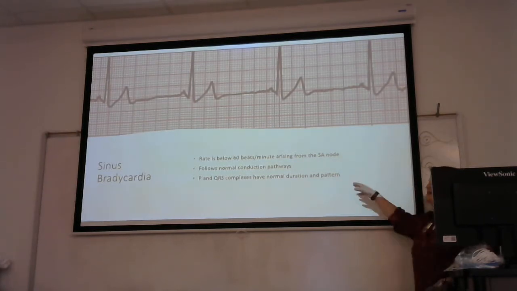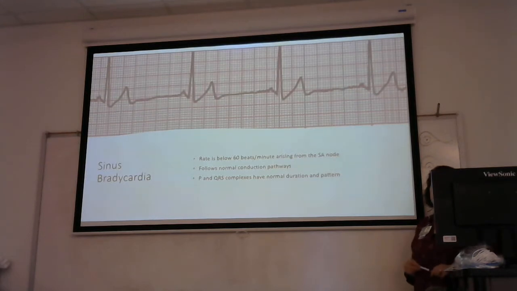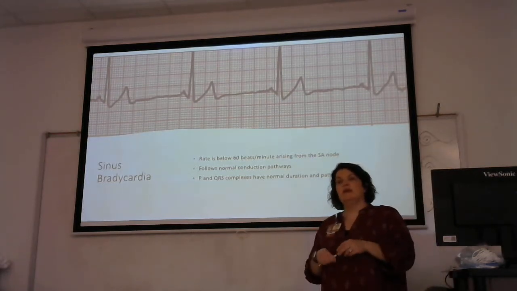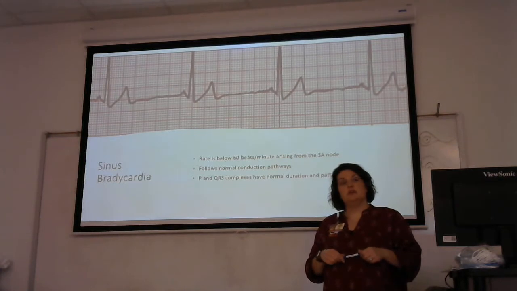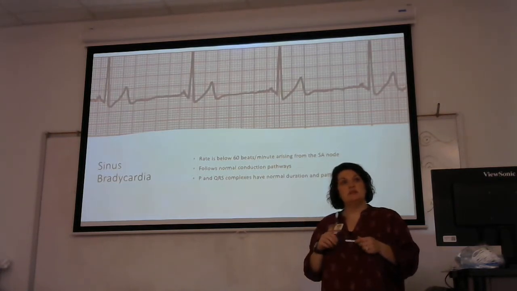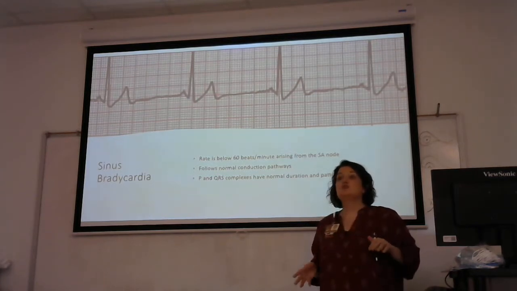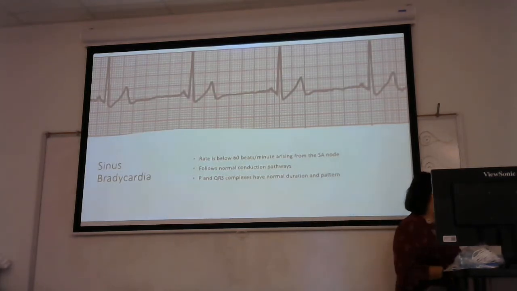So when you analyze this, what did you tell me your rate was? 40. You told me it was 40. Now look, is it regular or irregular? It's regular. Now, do I have a P before every QRS, and are they similar in appearance? Okay. And then when I look at my PR intervals, are they within defined limits and consistently the same? Okay, what about that QRS? Are my QRSs all similar in appearance? And they're all within defined limits. The only thing that's wrong, guys, is just too slow. So let's talk about that and what that means.